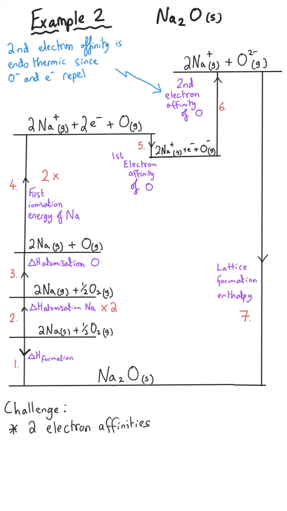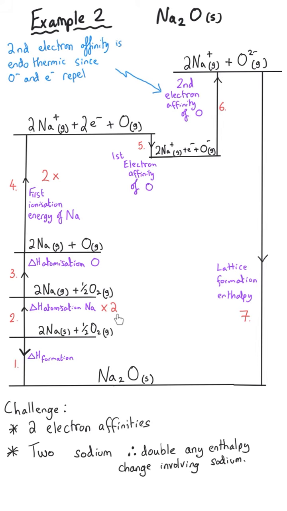So they are both the same negative charge. Using this Born-Haber cycle is exactly the same as for sodium chloride. The exception is that any enthalpy change that is to do with sodium and not the oxygen would need to be doubled, because we need to atomize 2 sodiums and we need to ionize 2 sodiums.